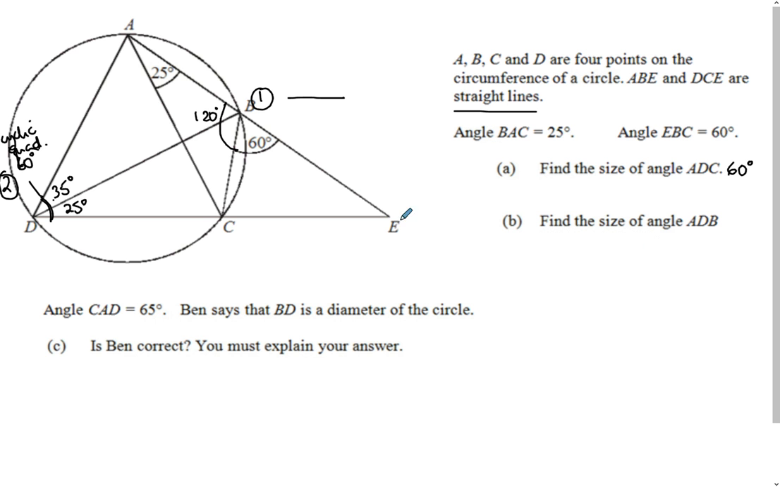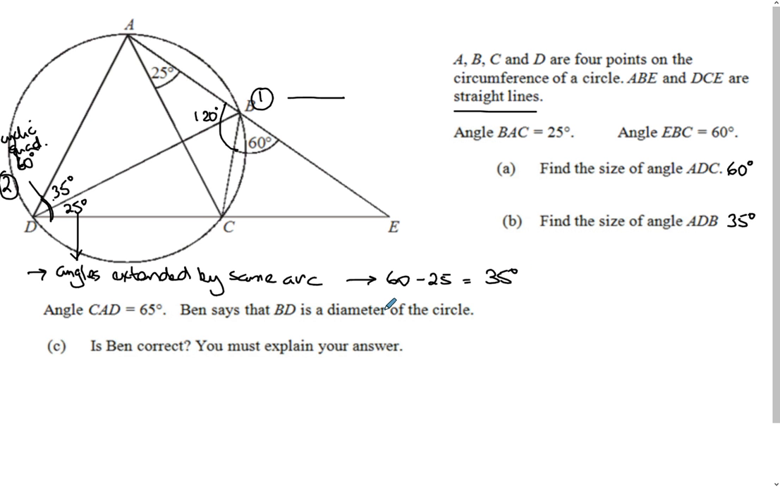Find the size of angle ADB. So we've got ADB, so that is 35. First you have to say why that's 25. The reason that's 25 is angles subtended by same arc. And then you say the 60 minus the 25 equals 35. You write it neatly, just the way I said. You write it and then put the circle theorems in brackets.